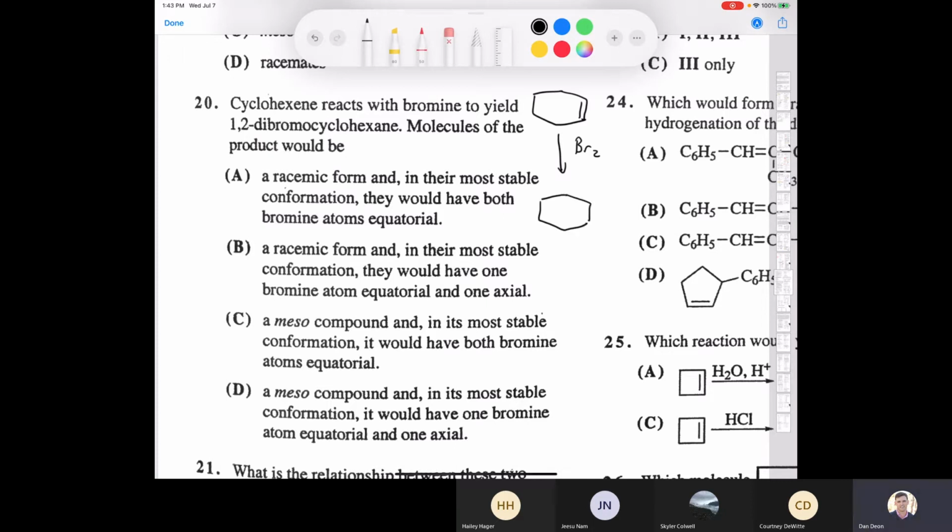It's anti-addition, right? So I would end up with this compound, plus I would end up with the enantiomer. So I end up with a racemic mixture. So you see that answers A and B both say racemic, whereas C and D say a meso compound, and we would not get a meso compound. So we've got A and B. I'm going to give you guys a second to read the whole answers. And could anybody tell me, would it be A or B?